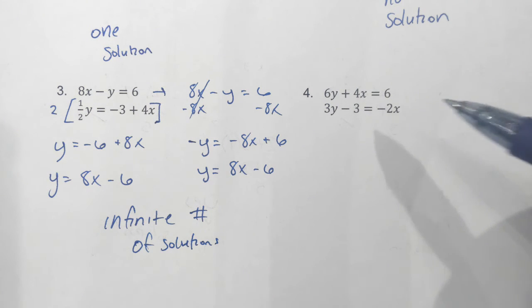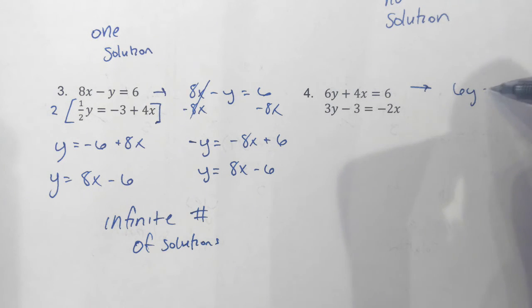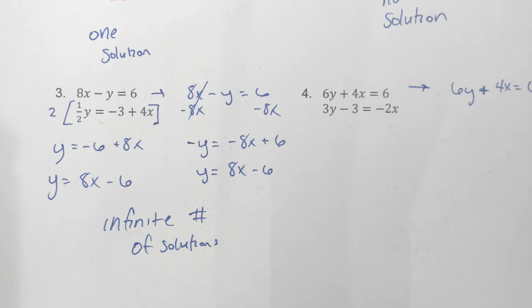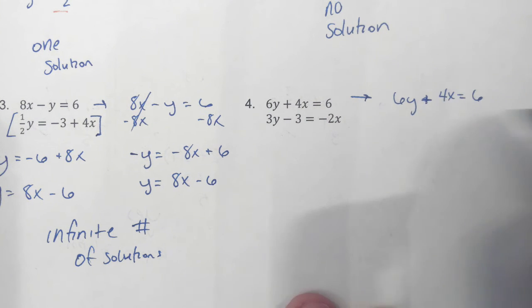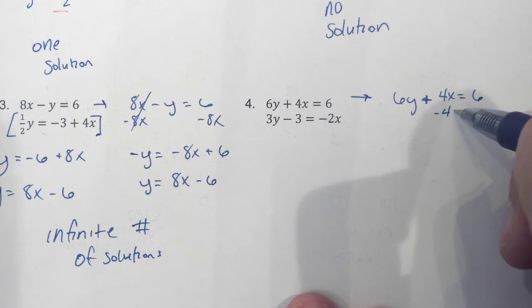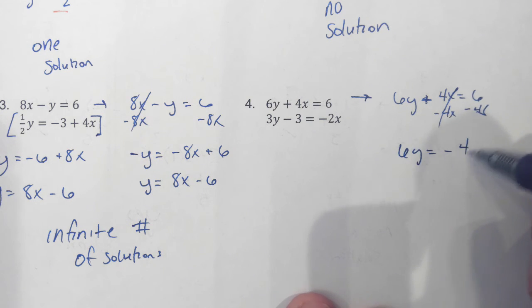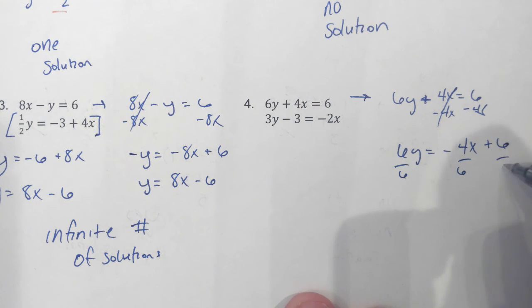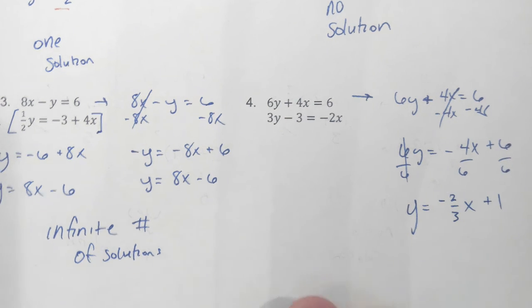If you want to pause the video here and try 4 on your own, let's see how you do. Start by rewriting that equation, 6y plus 4x equals 6. Okay, go ahead and solve that one. Pause it here if you haven't done so already. First, you're going to move the x over by subtracting 4x. So 6y equals, in the correct order, negative 4x plus 6. Divide each term by 6. Y equals, that reduces by 2 to negative 2/3 x, and then 6 divided by 6 is 1.